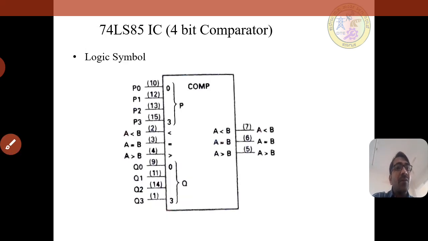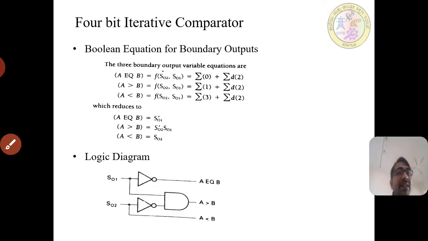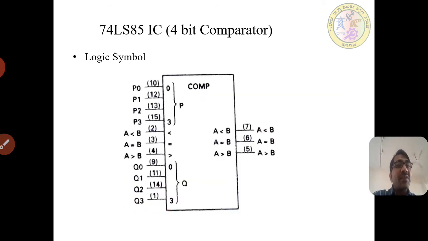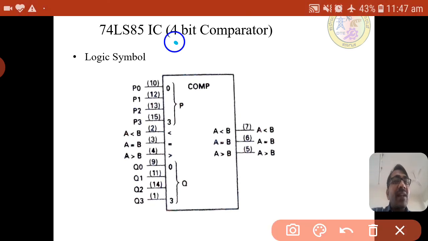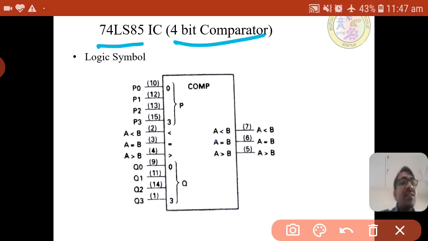After seeing all those things, the individual circuits are implemented in one particular IC that we call the 4-bit comparator. The IC name is 74LS85, so we call it 7485. LS is low-power Schottky, that is the family, the TTL family, which it is made up of.